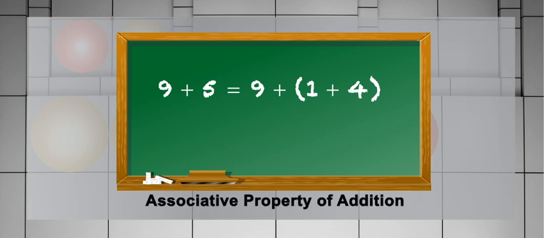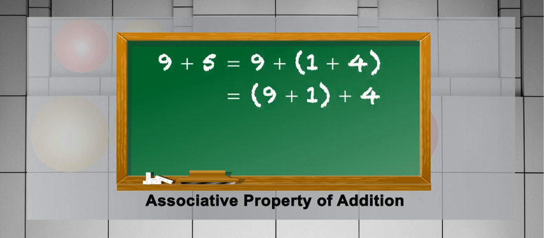Using the associative property of addition, we put the 9 and 1 in parentheses to get 9 plus 5 equals parentheses 9 plus 1 plus 4. The 9 plus 1 becomes 10, which is added to 4. 9 plus 5 equals 10 plus 4. This becomes 14.